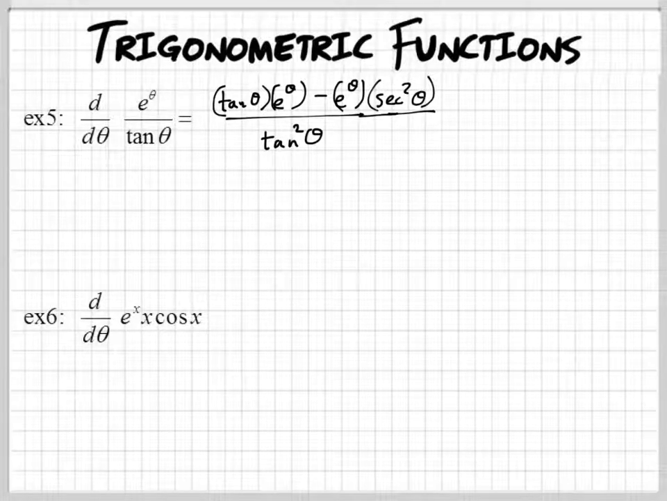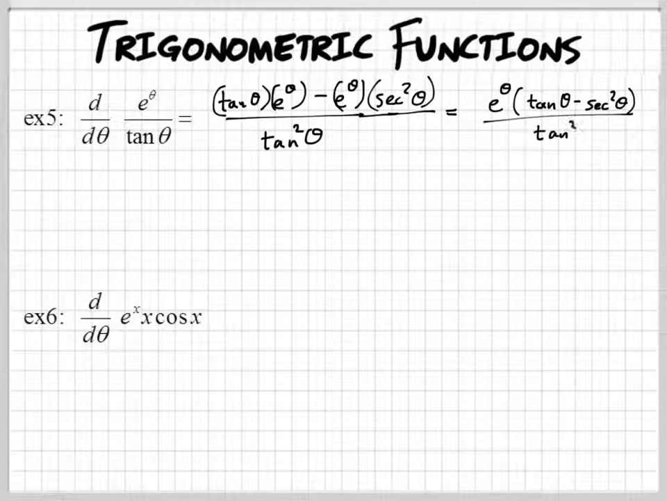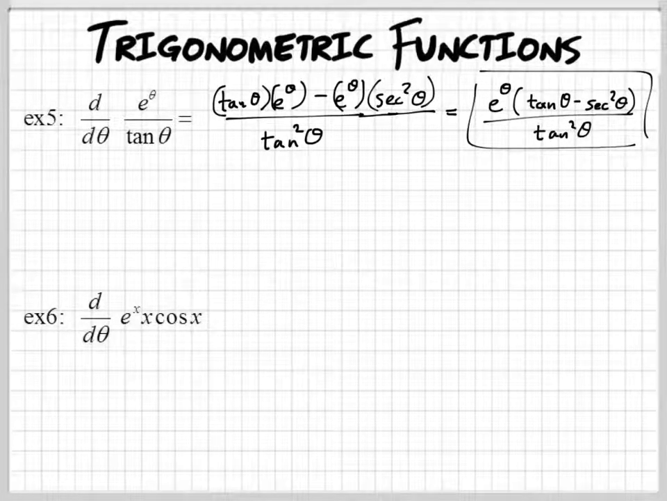And that's it. Now, I'm not thinking about trig identities here. So we might be able to simplify this, but I don't want to right now because we're running short of time. I could take out this e to the theta, and have tangent theta minus secant squared theta. So there might be an identity here, but we're not going to do that right now. So that's it. That's how you take the derivative of this.